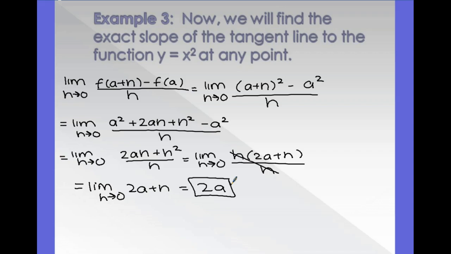So what that means is I could say, find the slope of the tangent line to the curve x squared at the point x equals 5. And now you could find that slope just by plugging 5 into a. So this is like, in general, the slope of the tangent to the curve x squared will always be 2a for any point a on x squared.